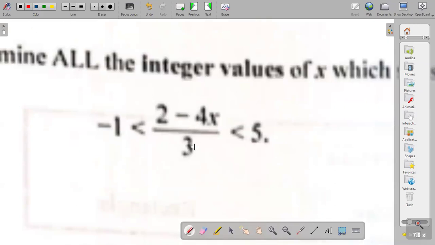So what is happening with the 3? This is being divided. So to get rid of it, what do we do? The opposite of division, which is multiplication. So step 1 is to multiply by 3. If I multiply by 3 here, it means I have to multiply by 3 here, and I have to multiply by 3 here. Everybody with me so far?